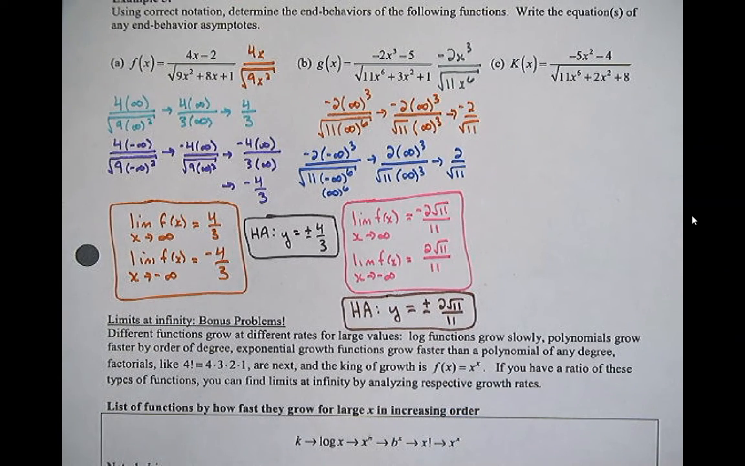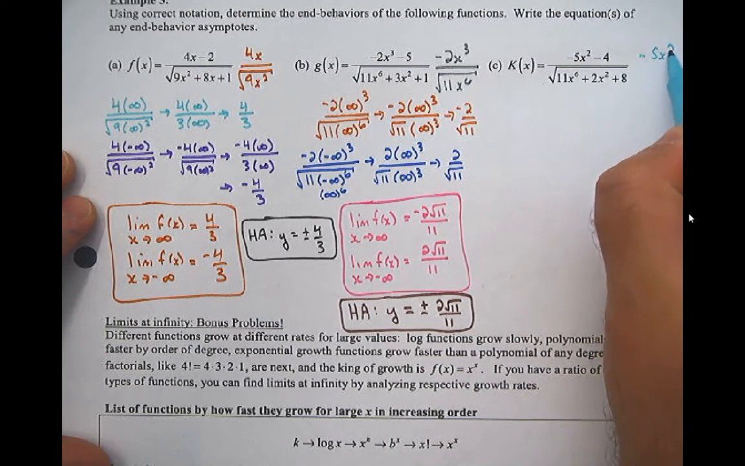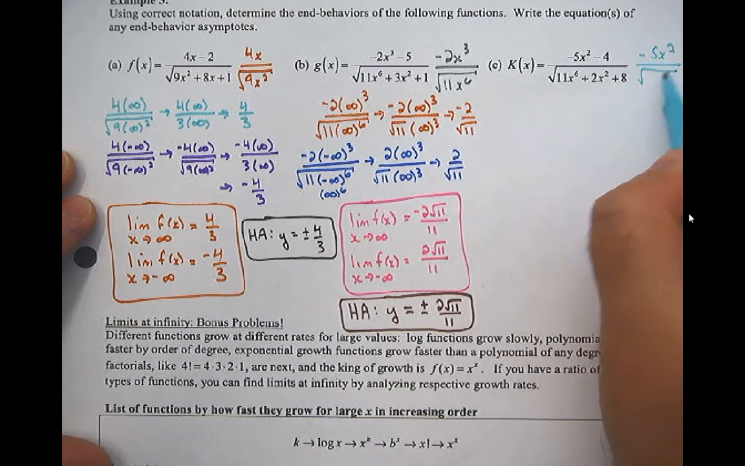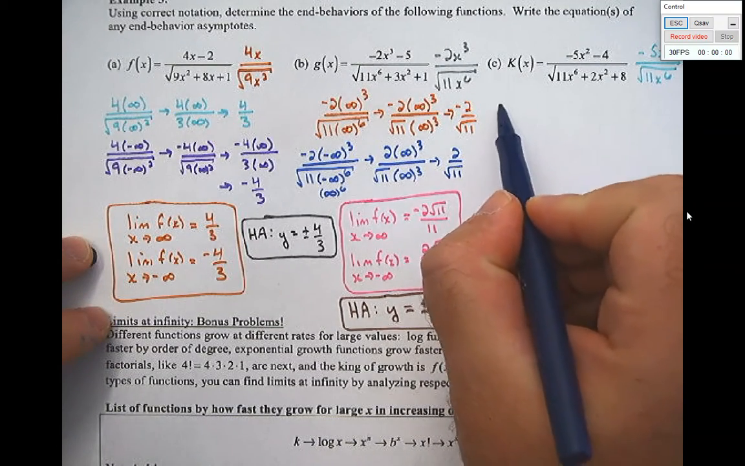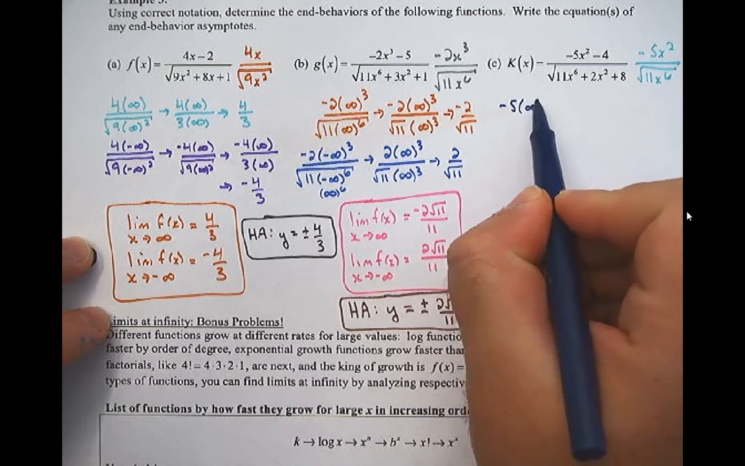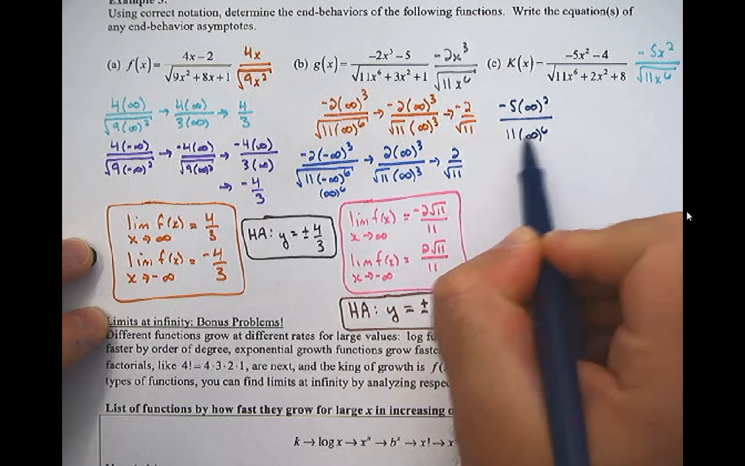Let's have you try the next one. Next one's pretty easy. Pause it, give it a whirl. So my end behavior model would be negative 5x squared over the square root of 11x to the 6th. So now I'm going to plug in again. Let's see, which way do I want to go this time? So let's see, it would be negative 5 times infinity squared over 11 times infinity to the 6th.